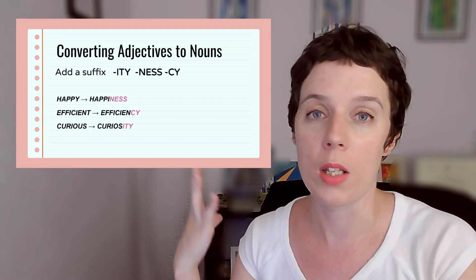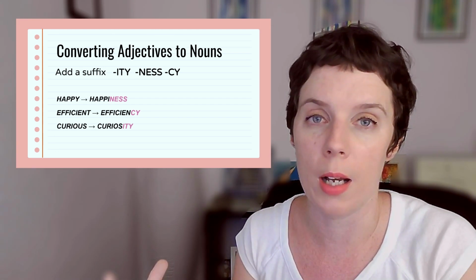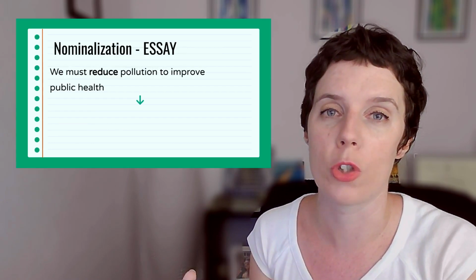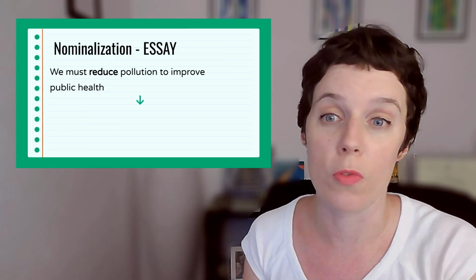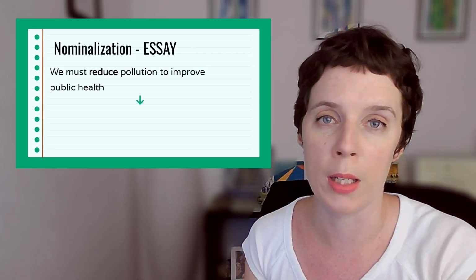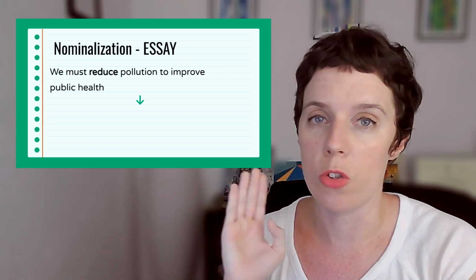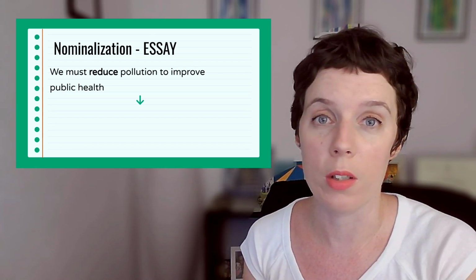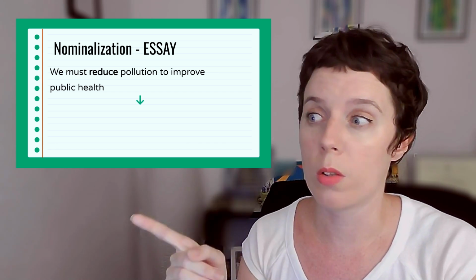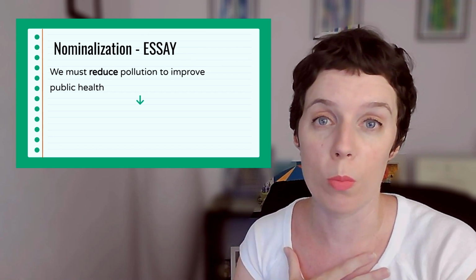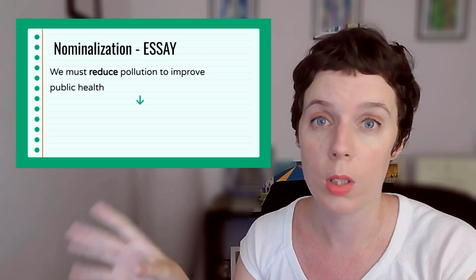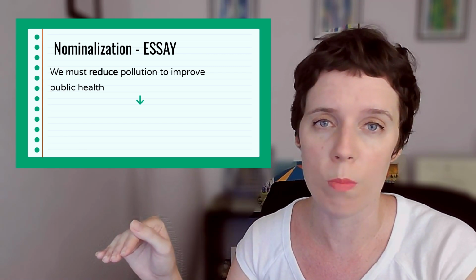So that's basically how to do nominalization, but now how do you use it when you're writing? Let's take a look. I'm going to show you an example of a sentence from an essay. If your sentence is, we must reduce pollution to improve public health, straight away this is not formal enough for your essay. Your essay needs to be more formal. Rule number one, never use a personal pronoun, we. That makes your writing so informal. So never use we in an essay. You shouldn't be using that at all.